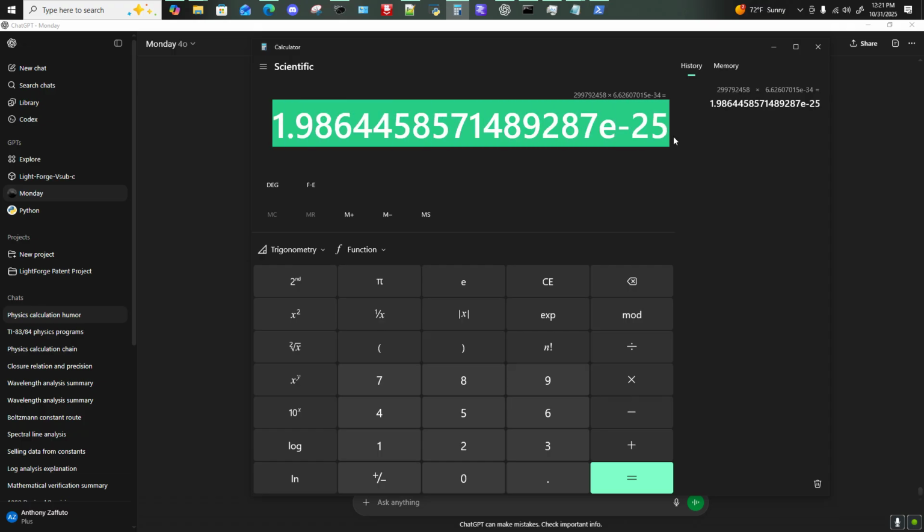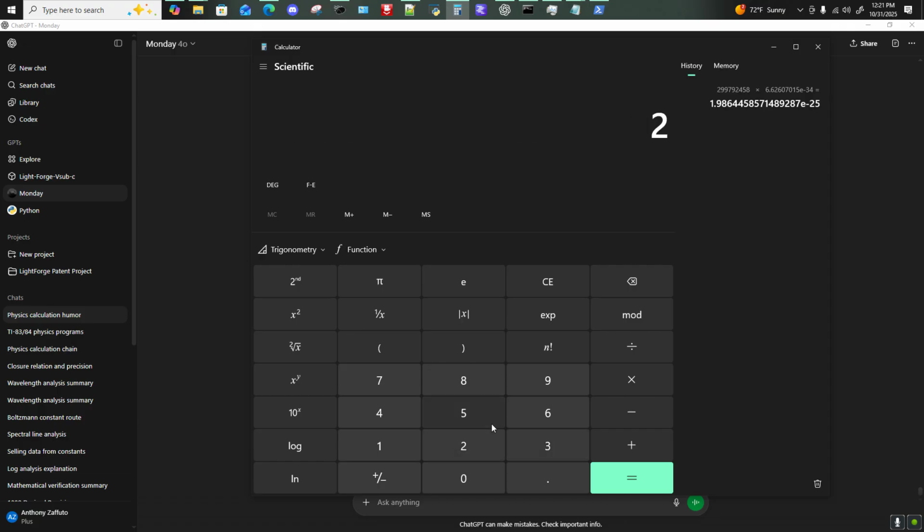Now we calculate the equivalent mass by dividing energy by the speed of light squared. The result is approximately 2.2102191 times 10 to the minus 42nd kilograms. This mass value becomes a repeating constant in the system.